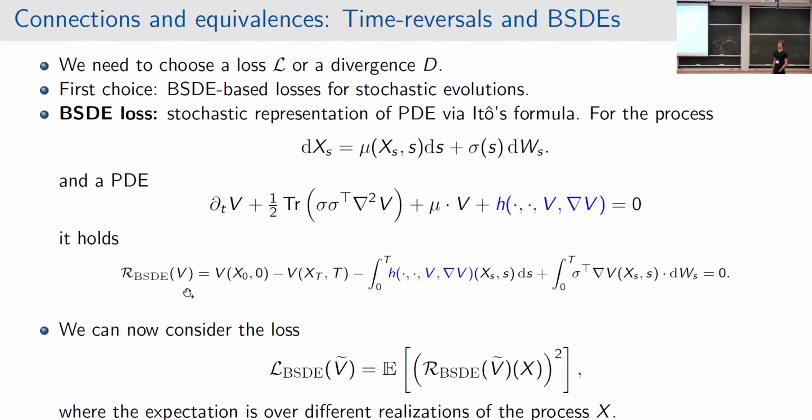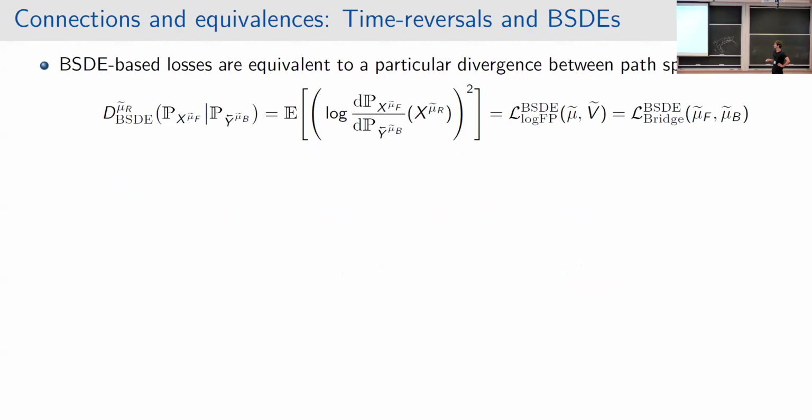because if it's 0, then I know that Ito formula is fulfilled, and if it's fulfilled, then I know that my PDE is fulfilled. I mean, I'm kind of ignoring technical assumptions here, but under very mild assumptions, this holds. And of course, this expectation is with respect to the process X. Okay. So this I can do, and it turns out, if you start with the PDE perspective and take this BSDE-based loss, then this is exactly equivalent to a particular divergence in this path space measure perspective, namely this divergence here. I don't even know how this is called, but it's certainly a divergence.